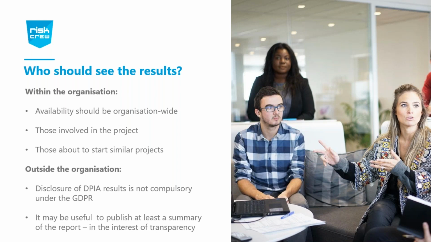So who should see the results? Within the organization, availability of the results should actually be organization-wide, so that everybody is able to see how the process has been assessed. Those involved in the project absolutely need to see it. You can't be involved in a project and not have seen the DPIA. You're the one that needs to take the steps to make sure that if measures have been put in place, they are actually carried out. And if another project team is about to start a similar project, it gives them a bigger start on what they're going out on.